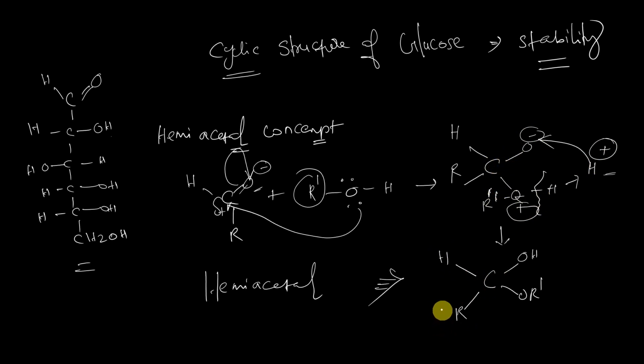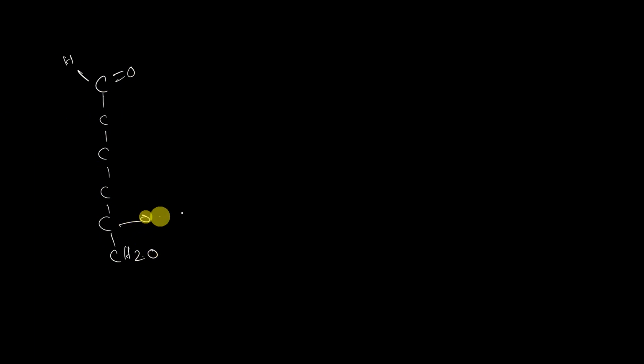Now I am going to apply the same concept to glucose. Let me draw the structure of glucose here. That is C double bond O, H, 2, 3, 4, 5, 6 CH2OH. Listen here. Now let me write like this: OH, OH, H, H, this is also CH2OH, here H, here OH. This is the structure of glucose, right?